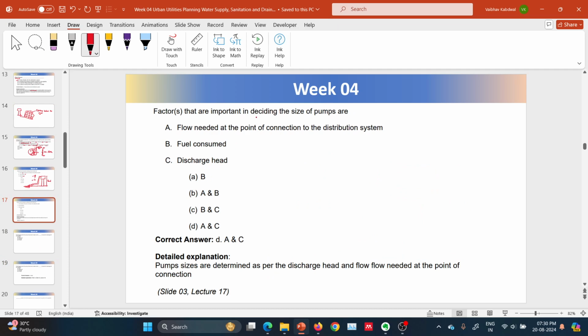Factors that are important in deciding the size of pumps are these: A and C. A and C means the answer is D. Correct.